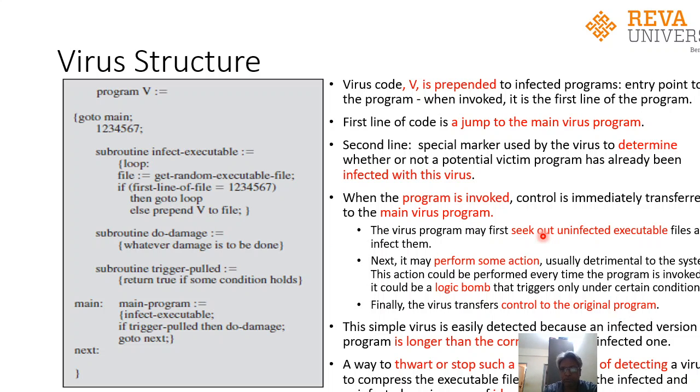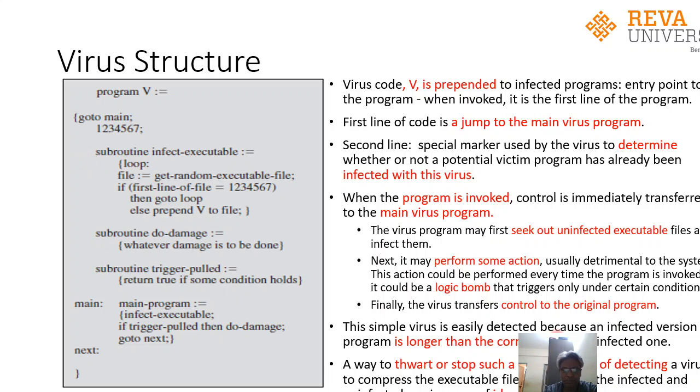So the virus program will first seek out uninfected files and infect them. Next, it will perform some action, usually detrimental to the system. This action is performed every time the program is invoked, or it could be a logic bomb which triggers on an event. Finally, the virus transfers control to the original program.